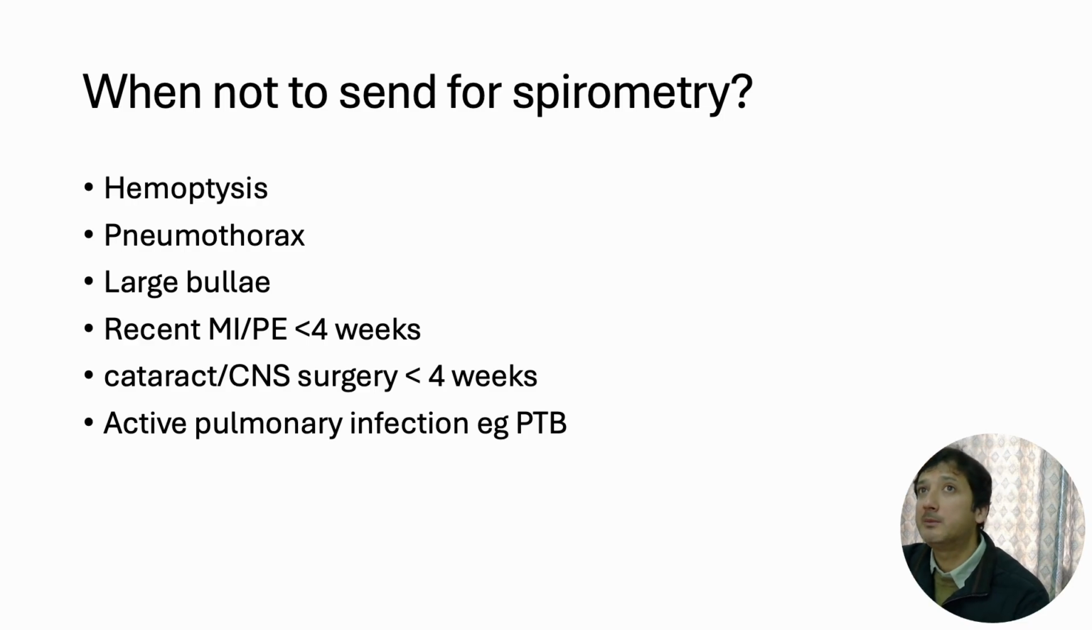So when not to send for spirometry? You should not send a patient for spirometry if there is hemoptysis, if there is pneumothorax because it increases the pneumothorax. If there is a large bulla, there is risk of rupture. Or if there is recent history of myocardial infarction, pulmonary embolism, cataract, or CNS surgery within 4 weeks. And also, we should not do spirometry if the patient has an active pulmonary infection or pulmonary tuberculosis because there is chance of spreading to other people also.